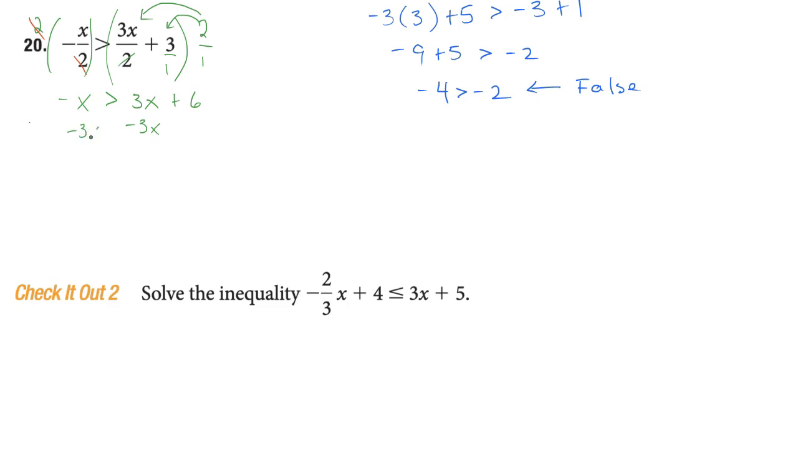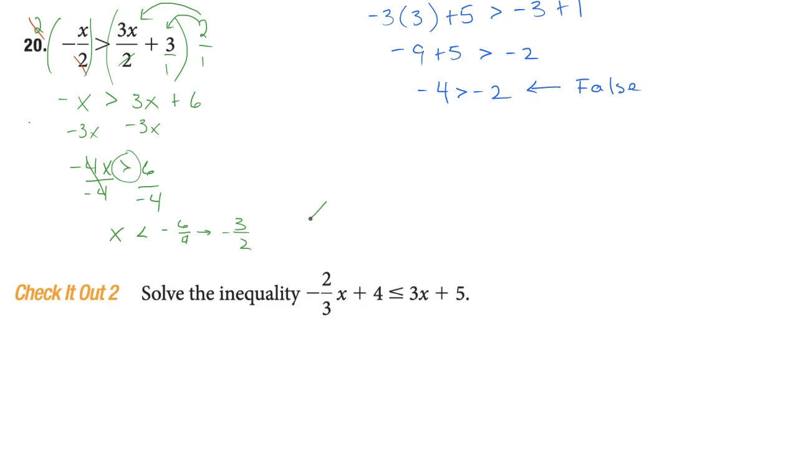Okay, so we've got negative x is greater than 3x plus 6, and we need to subtract 3x from both sides, so the x's are on the left side. We get negative 4x is greater than 6. Now we're going to divide both sides by negative 4. And what happens when we divide by a negative? The sign is going to switch. So the negative 4's divide out, and we get x is less than negative 6/4, which is the same thing as negative 3/2.